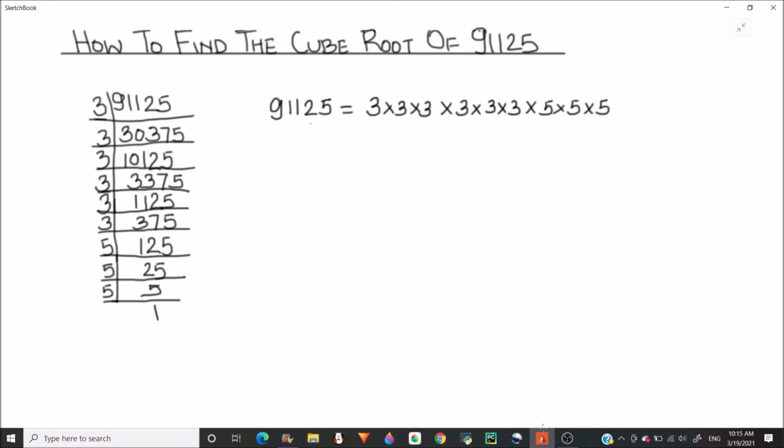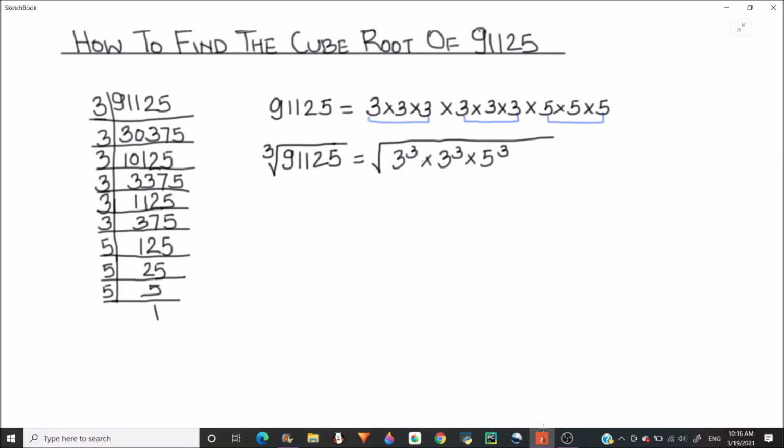Now we need to find the cube root of the number. So we will use the cube root sign on both sides. So this is cube root of 91,125. Now as we are finding the cube root, we can write these numbers as cubes. So this is 3 cube, and 5 cube. So this becomes 3 cube times 3 cube times 5 cube, and this is cube root.